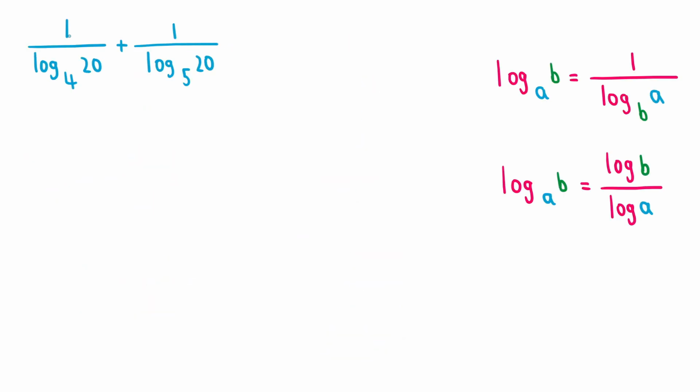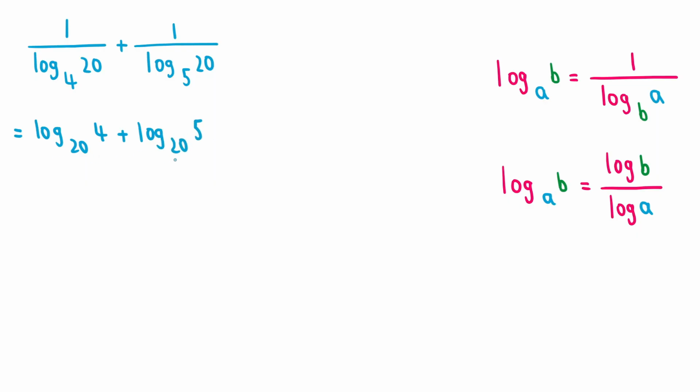So here's a full example using the reciprocal rule. If we have 1 over log base 4 of 20 plus 1 over log base 5 of 20, you'll notice that the two logarithms have different bases, but they have the same argument of 20. And the argument is the top part of the logarithm. And this makes the expression simplify nicely if we use the reciprocal rule on both fractions. So let's just write 1 over log base 4 of 20 as log base 20 of 4 using the reciprocal rule. And notice how we switched the base and the argument. And we can also rewrite 1 over log base 5 of 20 as log base 20 of 5.